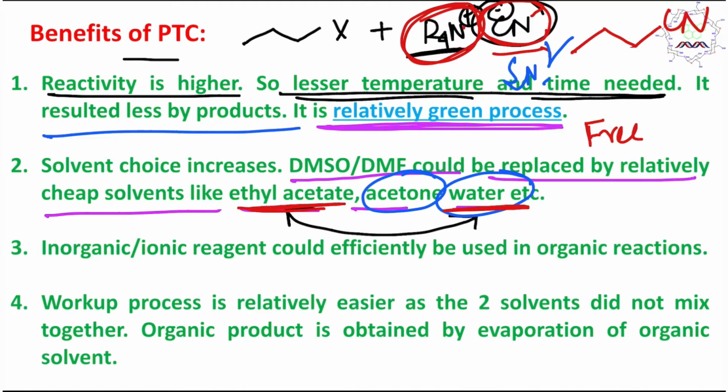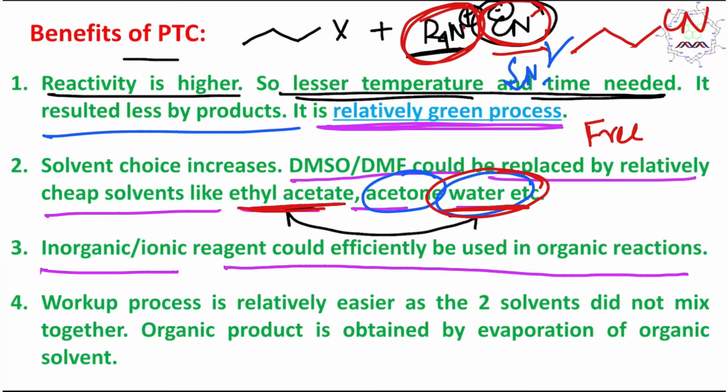Now in this case, inorganic and ionic reagents could efficiently be used in organic reactions. The use of water comes in because inorganic or ionic reagents or salts are not soluble in organic medium, they are soluble in aqueous medium. So that's why you have to take one water medium. Another thing, organic solvent doesn't dissolve in water, so you need to take another organic solvent. So that's how you can balance the reactivity using this phase transfer catalyst.